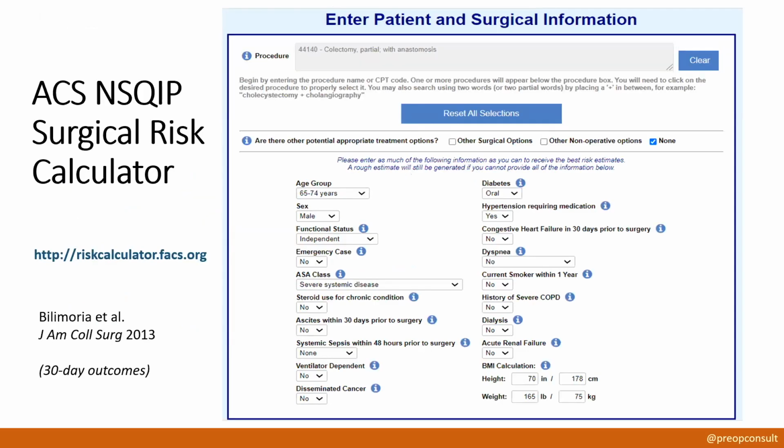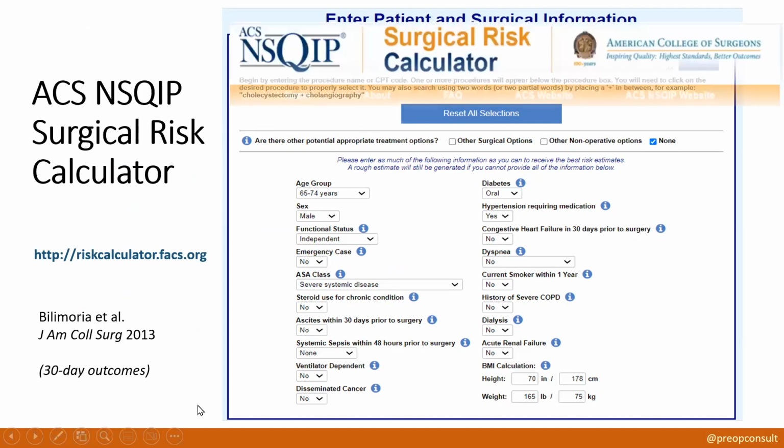And the third calculator is the American College of Surgeons NSQIP calculator. You can see here it's much more comprehensive than the other ones. You need to know the procedure CPT code, and they have over 1,500 procedures listed. And then there's 20 other variables that they ask you to fill in. It looks imposing, but it only takes about 2 minutes to do.